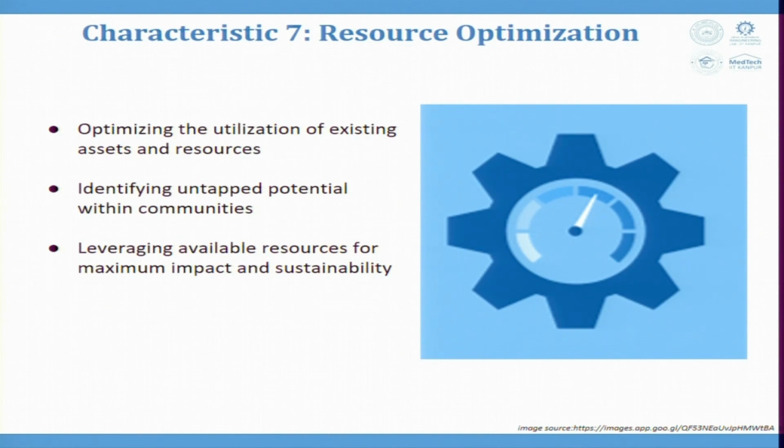Then resource optimization, optimizing the utilization of existing assets and resources. Then identifying untapped potential within communities. Leveraging available resources for maximum impact and sustainability. So, these are the characteristics of resource optimization. So, we optimize the utilization of existing assets and resources.